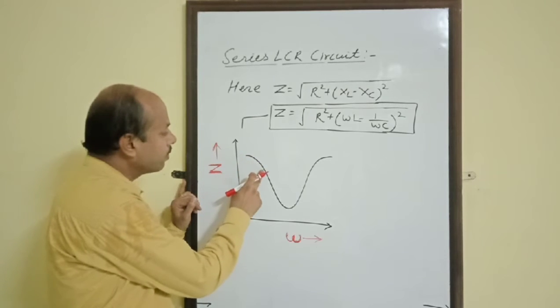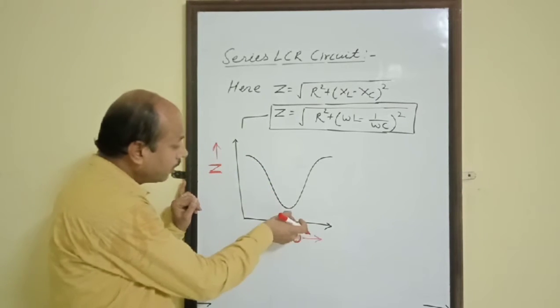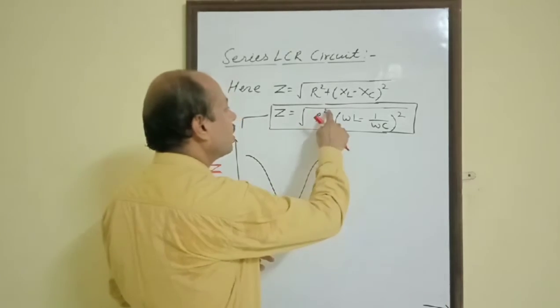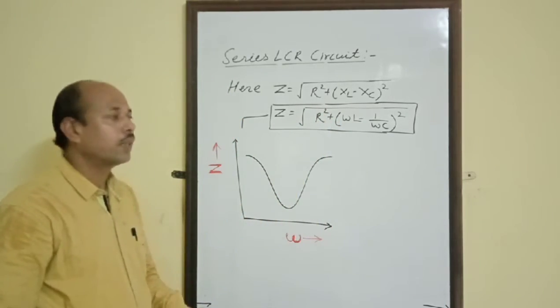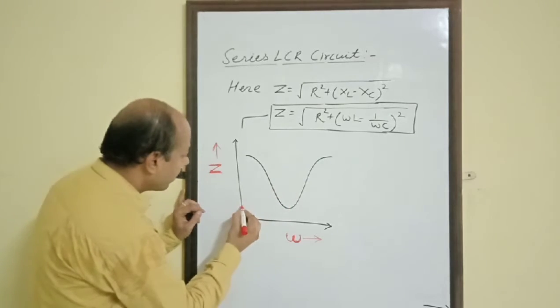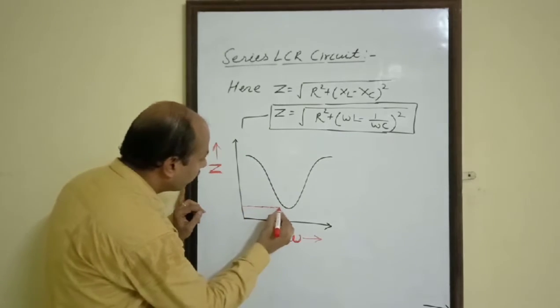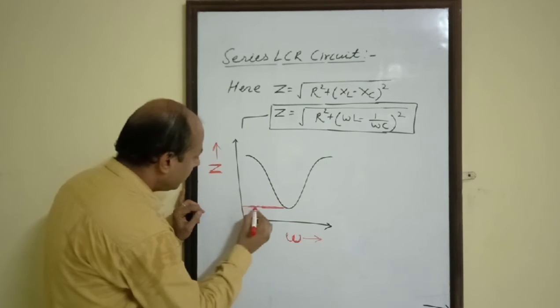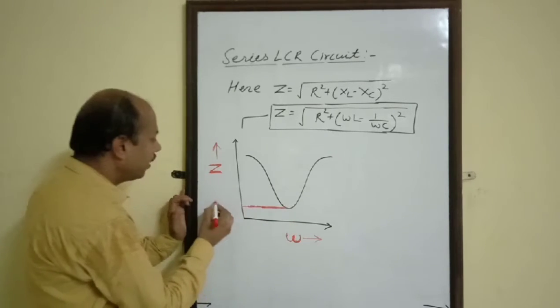Initially, Z decreases with increase in frequency, but it does not become zero because R is there. R cannot be zero. R will still remain there. Therefore, Z minimum will be equal to R. This is the value of Z minimum.